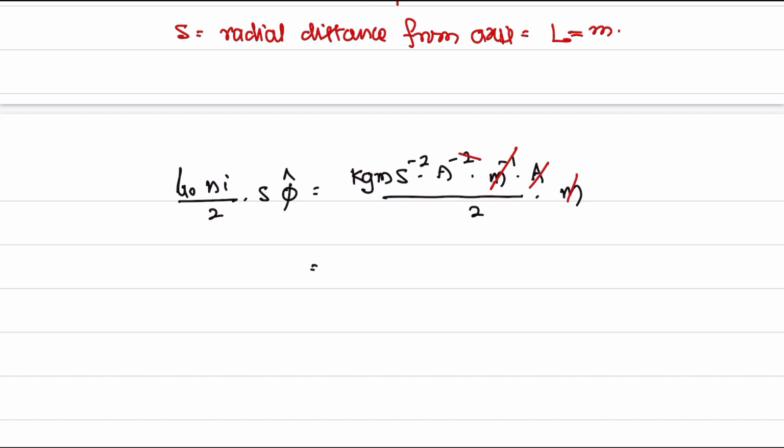One ampere is left over, per second square. The final dimension is kg meter per second square into A to the power of -1, divided by 2. The 2 will not have any bearing. Hence, by neglecting the constant, the units will be kg meter per second square per ampere.